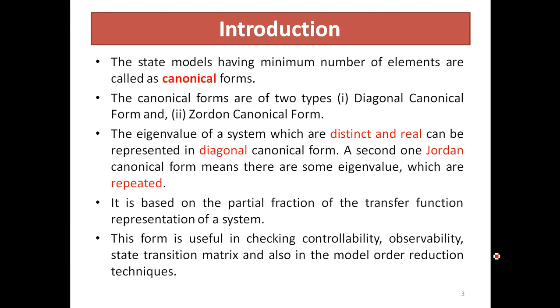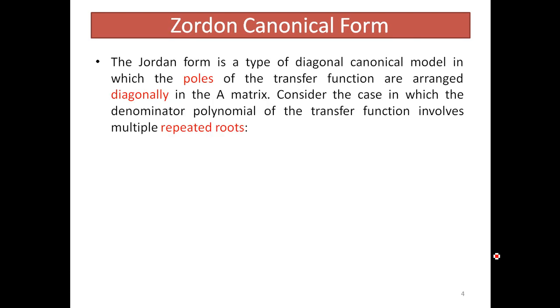Now it is also based on the partial fraction of the transfer function and is useful for evaluating the controllability, the observability, the state transition matrix, and the model order reduction techniques. Model order reduction is not covered here, it is part of the MTech, so here it is of no use to discuss it, and other applications would be considered in coming sessions. So this is the Jordan canonical form.